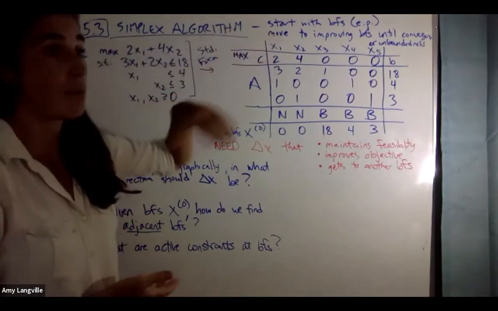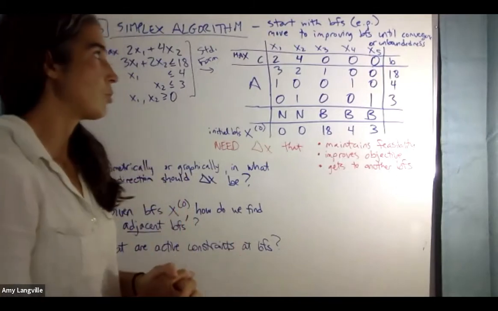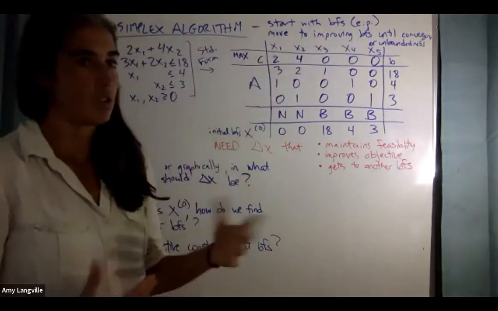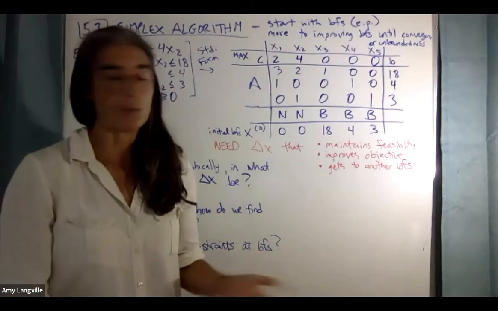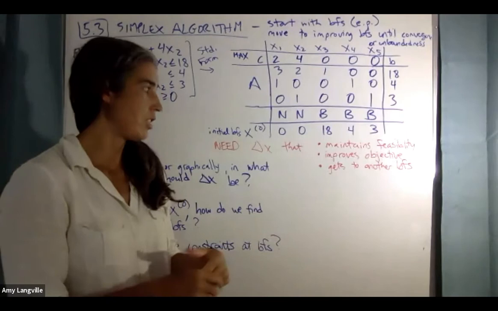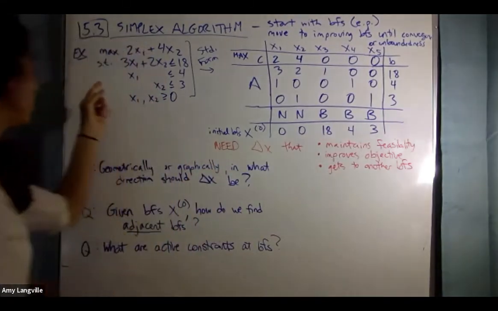We're going to start with a basic feasible solution, which we know is an extreme point of our feasible region. And we want to move to an improving basic feasible solution until we converge or we've shown that the problem is unbounded. Okay, so we're going to start with a small example. We'll do several iterations of the simplex algorithm on this one here.